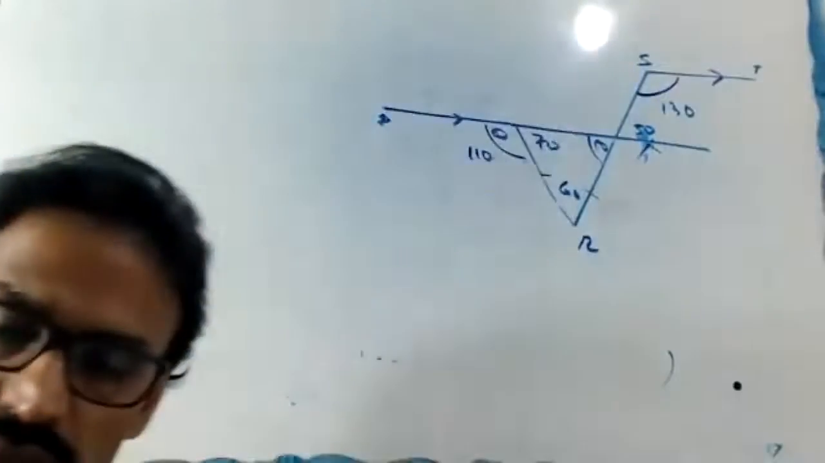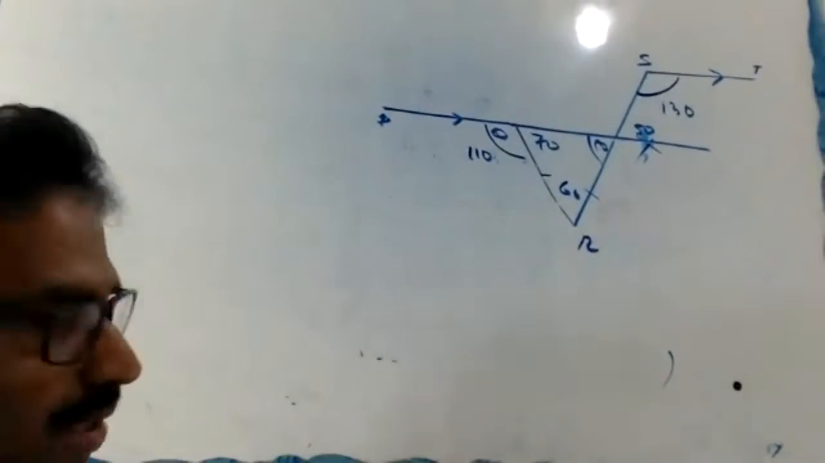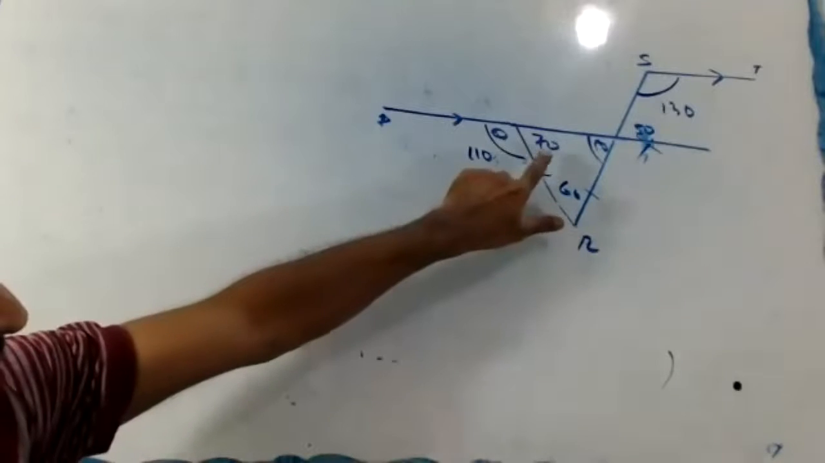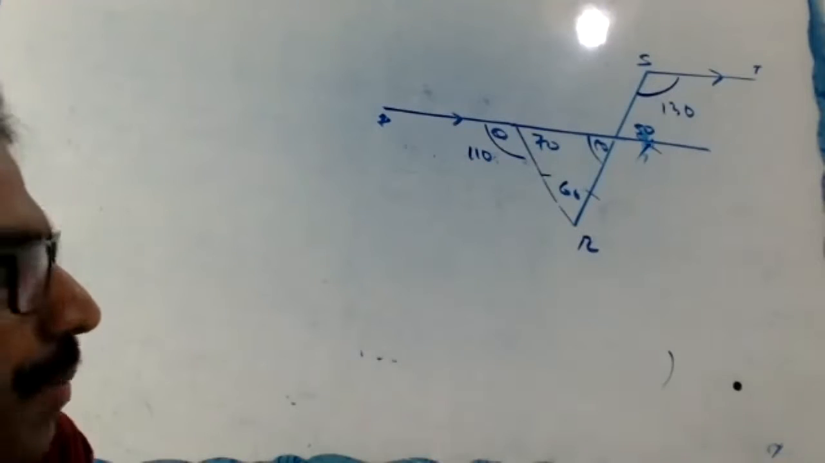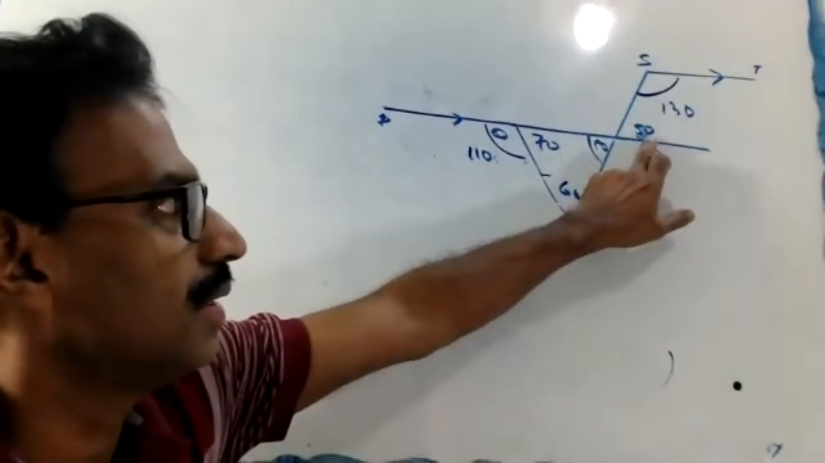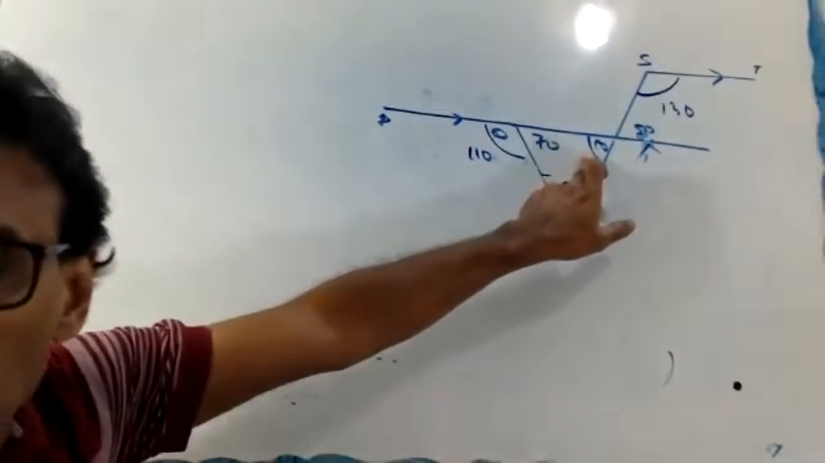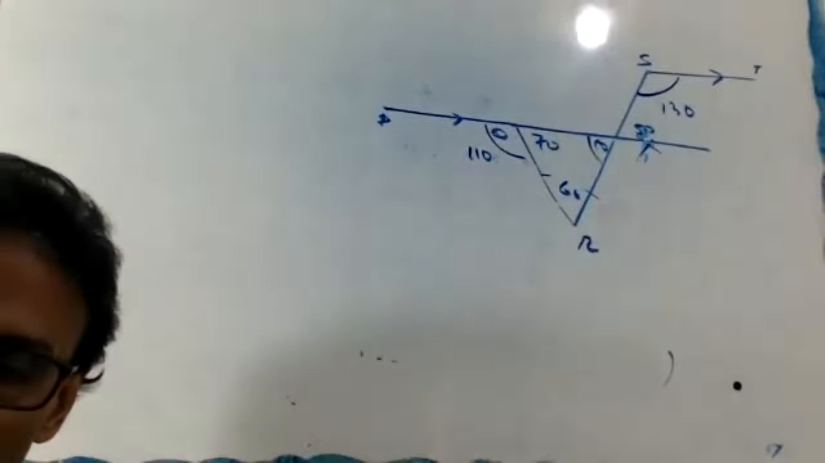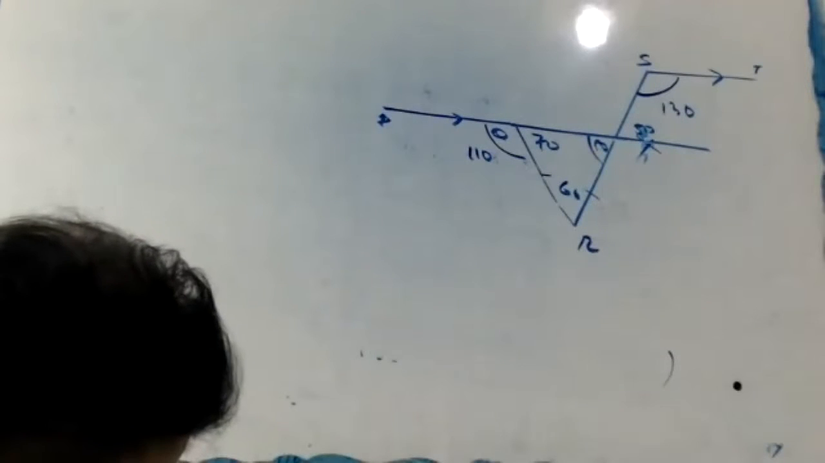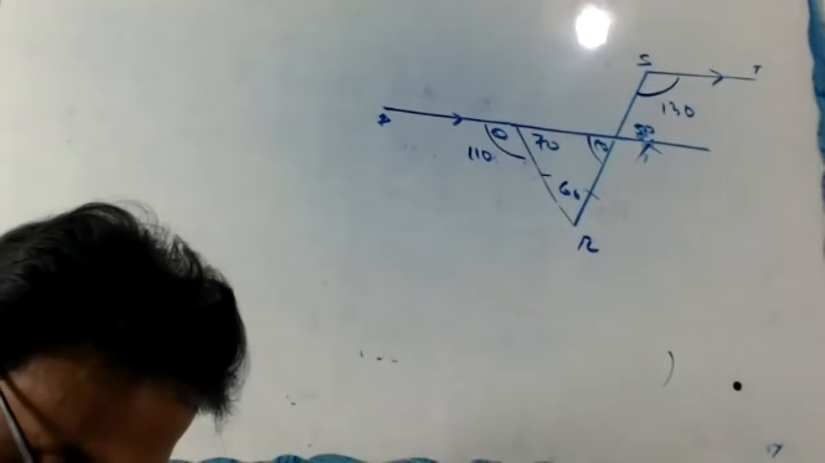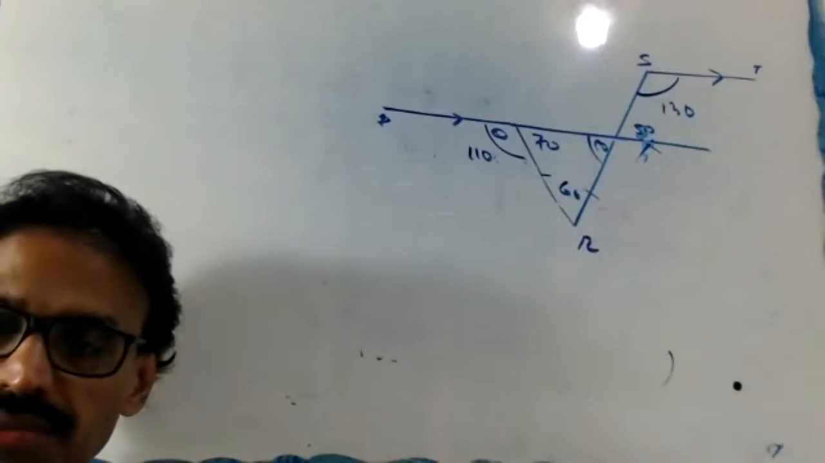This also we can use. This way also just extend it. This will be 70. Reason what? Linear pair. This is 50, because 130 plus 50. So this is also 50, vertically opposite angle. So it is 60. So your idea, you can use it, no problem. Okay. Next question.